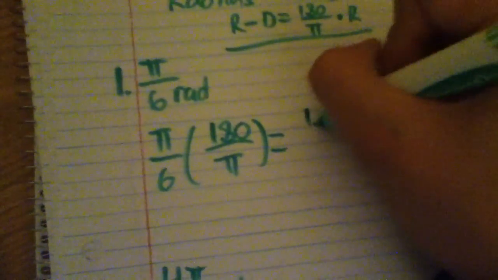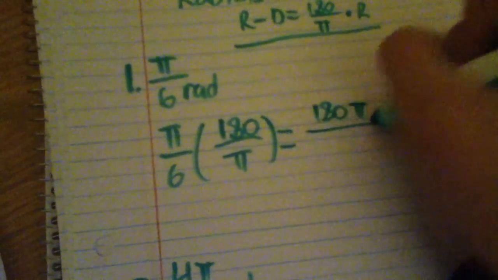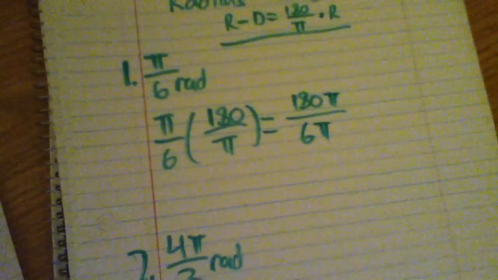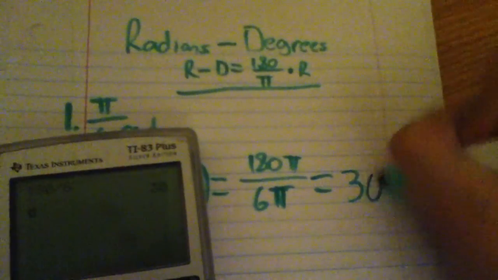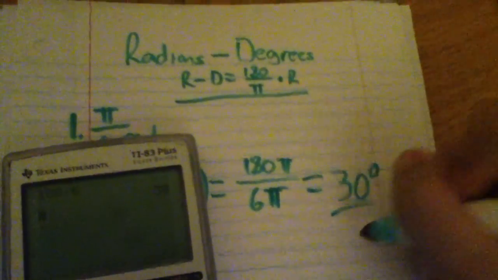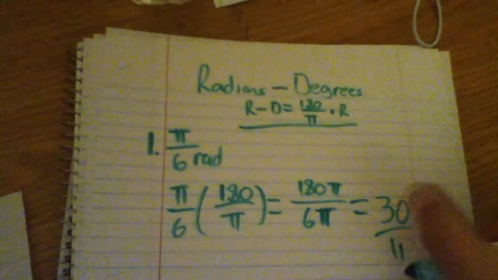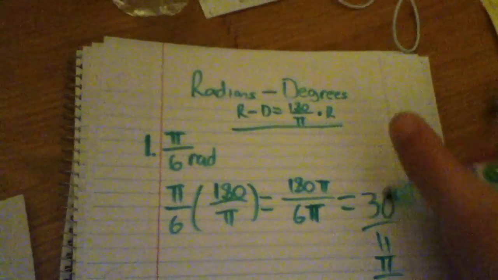To start off, you would have to multiply the radian by 180 over pi. So 180 over pi times pi over 6 will equal 180 pi over 6 pi. And just dividing that in will give us our degree measure. So 180 over 6 is 30. So our answer would be 30 degrees. So 30 degrees is equivalent to pi over 6.